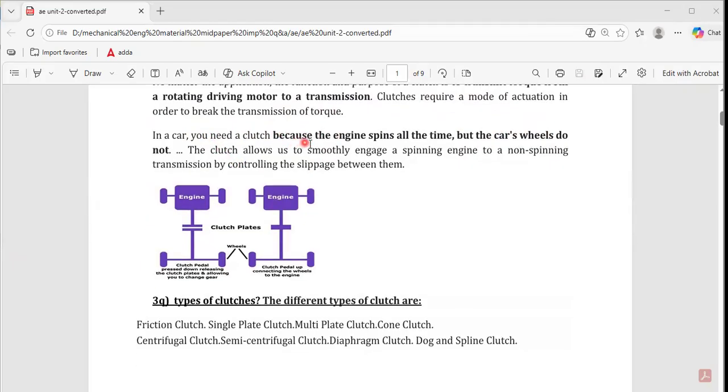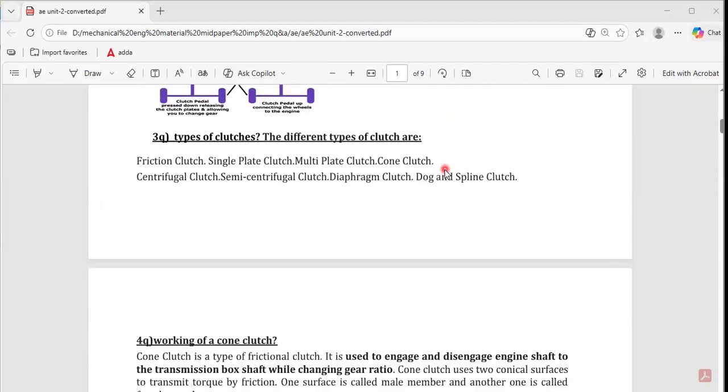In cars, you need a clutch because the engine spins all the time. The engine is rotating all the time, and you need a clutch in order to engage with that. But the car's wheels do not spin all the time. The clutch allows you to smoothly engage a spinning engine. So the always-rotating engine is smoothly engaged and disengaged with the help of clutches. That is the purpose of clutches.